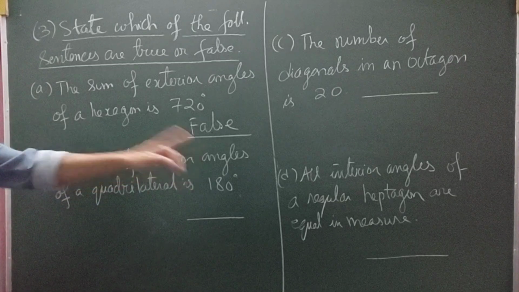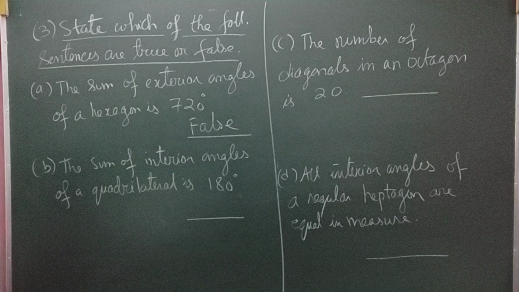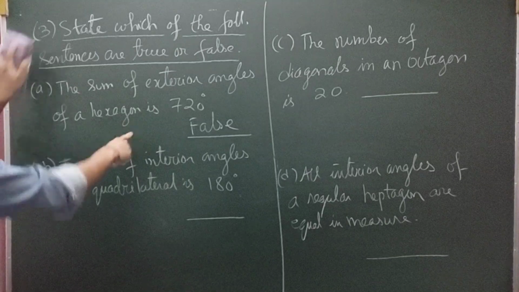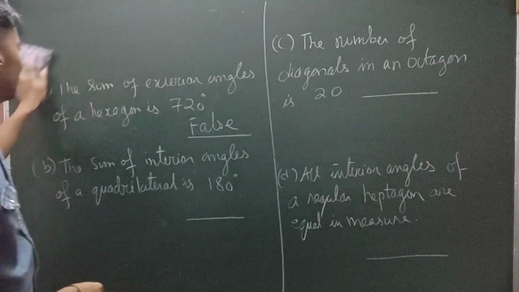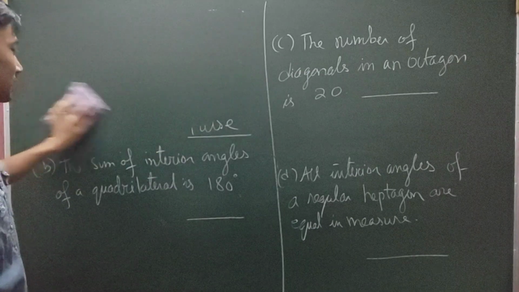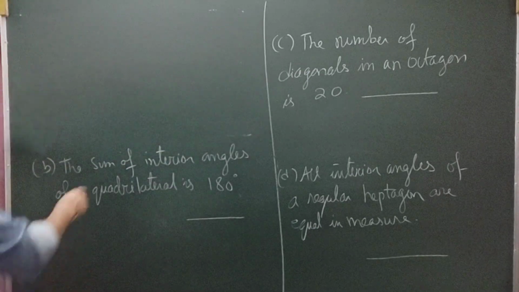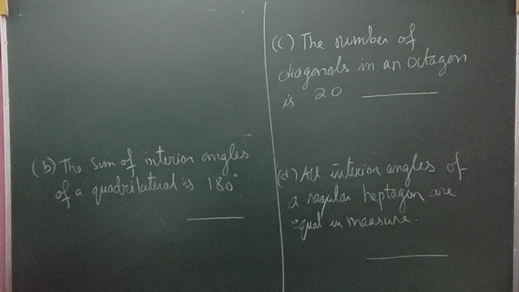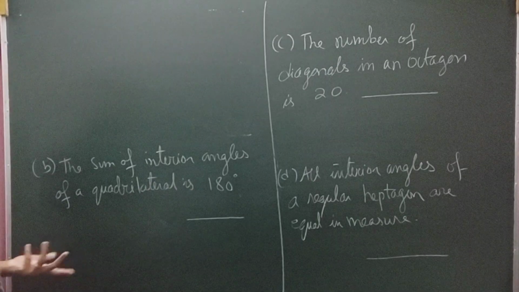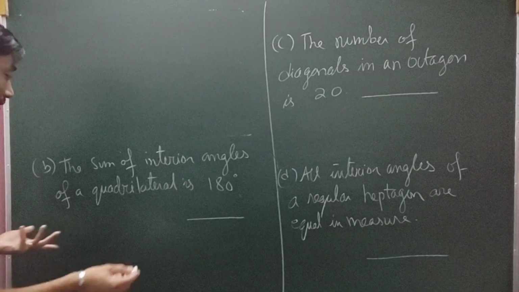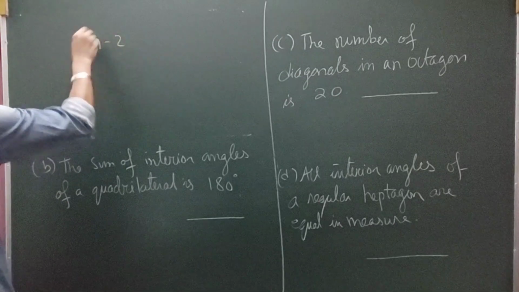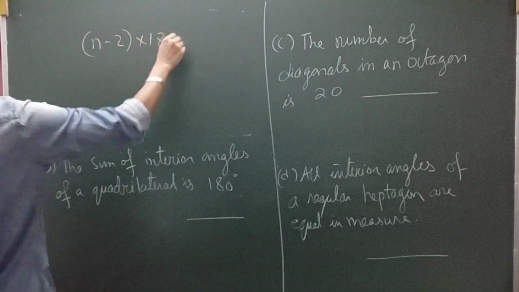The sum of the interior angles of a quadrilateral is, this one is finished, I'm rubbing it off. I need some space to calculate. The sum of the interior angles of a quadrilateral is 180 degree. That too I can't say. I'll have to calculate. What was the formula? N minus 2 into 180 degree.